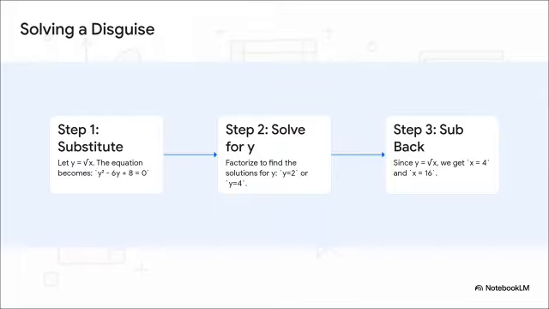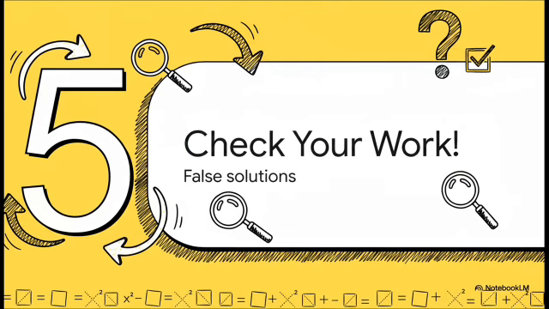We get that y is 2 or 4. But wait, we're not done. The original question asked for x, not y, so we have to substitute back. If root x is 2, then x must be 4. And if root x is 4, x must be 16. Just brilliant.